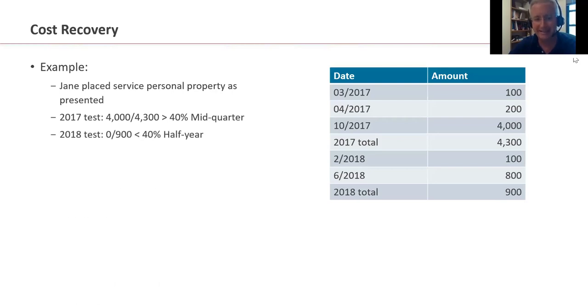For 2018, however, I didn't place anything in service in the fourth quarter. As a result, that is clearly less than 40%.